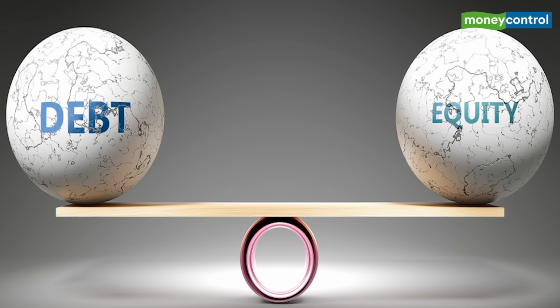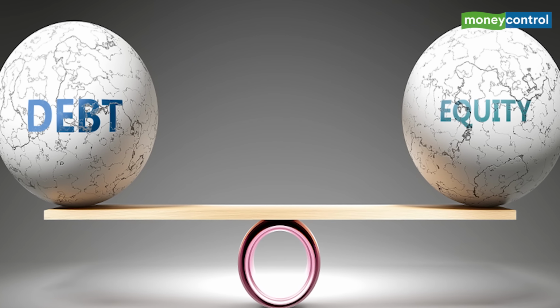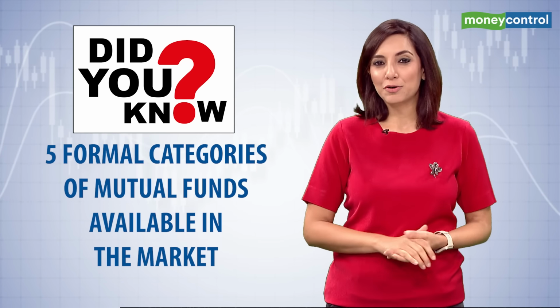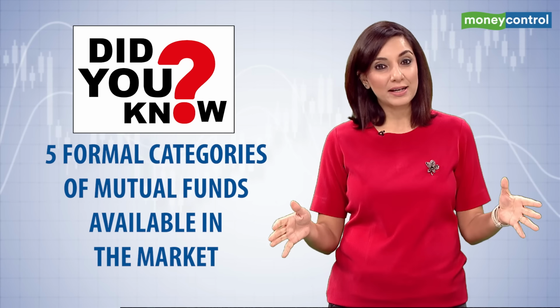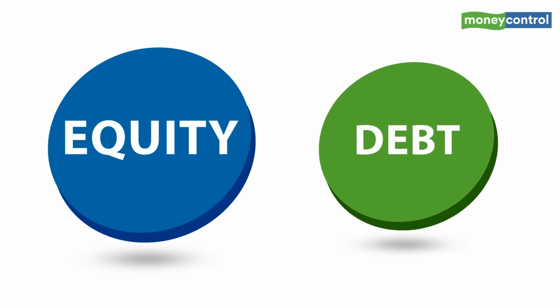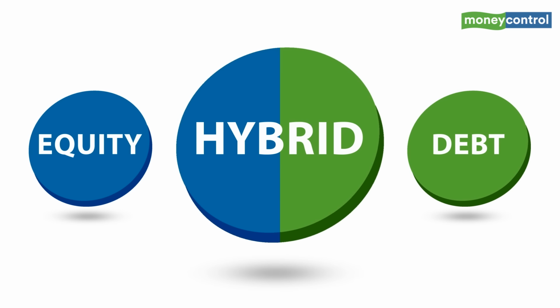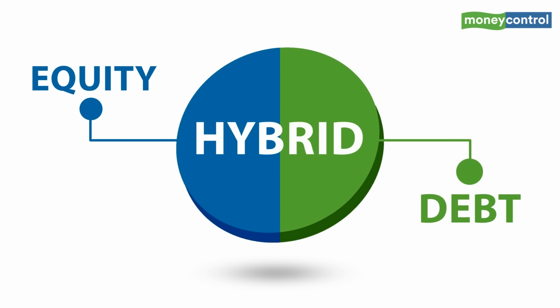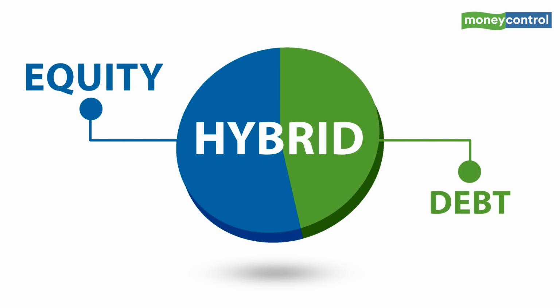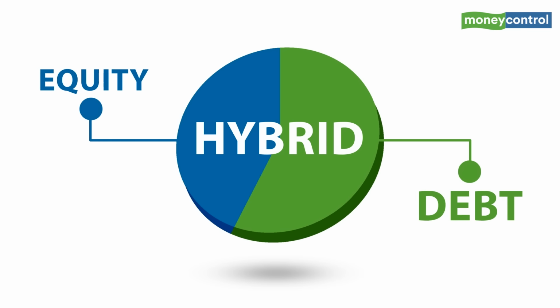So now most of us are familiar with the bigger mutual fund categories of equity and debt and fixed income, right? But did you know that there are actually 5 formal categories of mutual funds as defined by the market regulator SEBI? The biggest, of course, are equity and debt. But besides this, there is the hybrid category, which is gaining prominence now. And this is basically a set of funds which have components of both equity and debt, and hence the name hybrid. Of course, these components are in varying proportions according to different risk profiles.